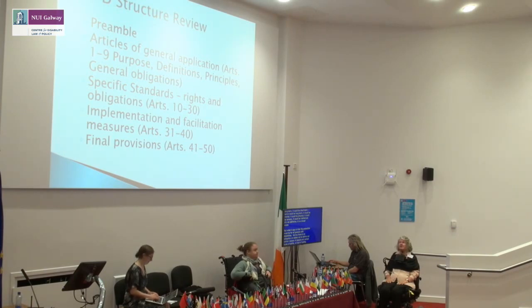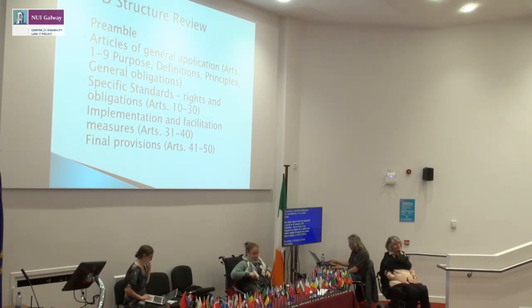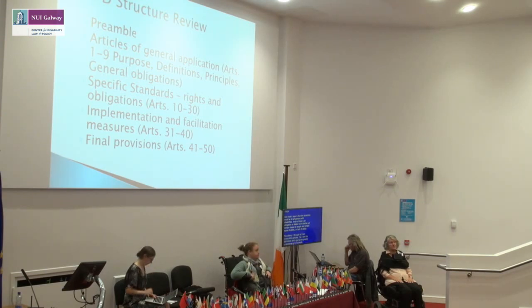The other articles, 2 through to 9, are cross-cutting articles. So 2 is the definitions, which just gives greater understanding to elements such as reasonable accommodation and communication. 3 is an incredibly important article. 3 gives depth to the interpretive matrix.